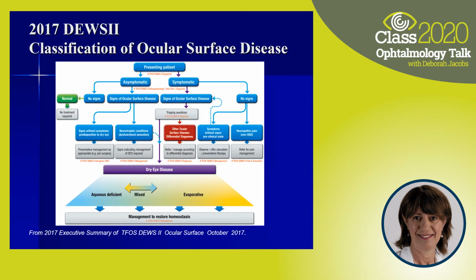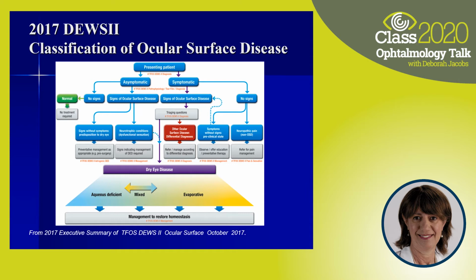From 2007 to 2017, the schematic got more complicated. You start with a presenting patient who may or may not have symptoms. For this group, I'm going to assume that we have a symptomatic patient. After all, that's why they're coming to you. And then we break this down into whether or not there are signs. If there are no signs, we have to think about whether they're in a preclinical state or whether they have a pain syndrome, which is beyond the scope of this talk.